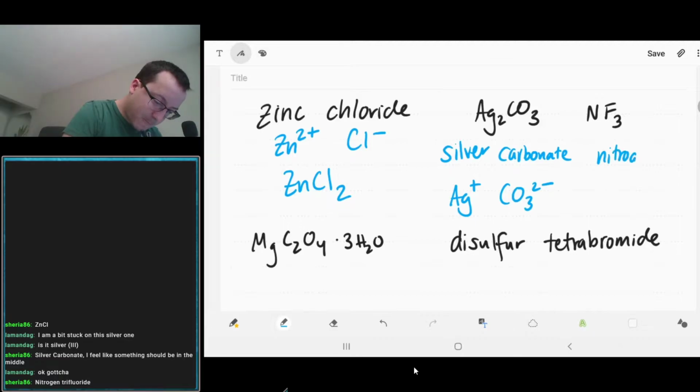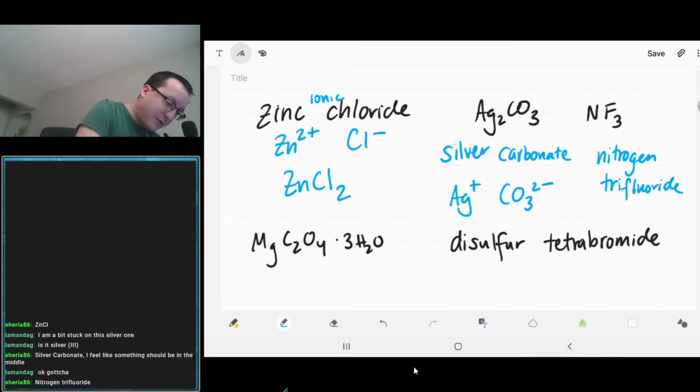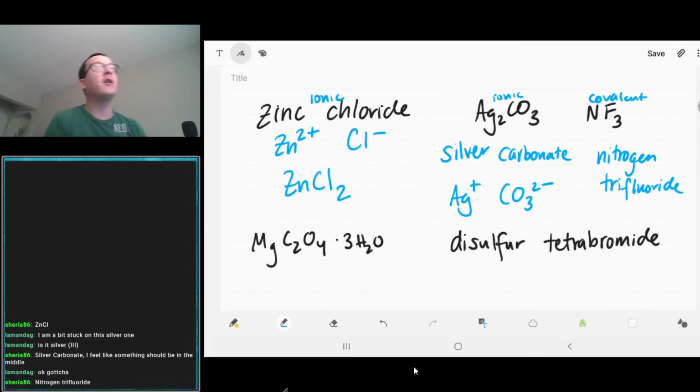Nitrogen trifluoride. Notice again, if we were to identify the type of compound for all of these, zinc chloride is ionic. We have a metal there, zinc. We have silver carbonate that's got a metal also. And now we have a covalent compound, only nonmetals. And we should also be able to get this one as ionic, and this one should be covalent.